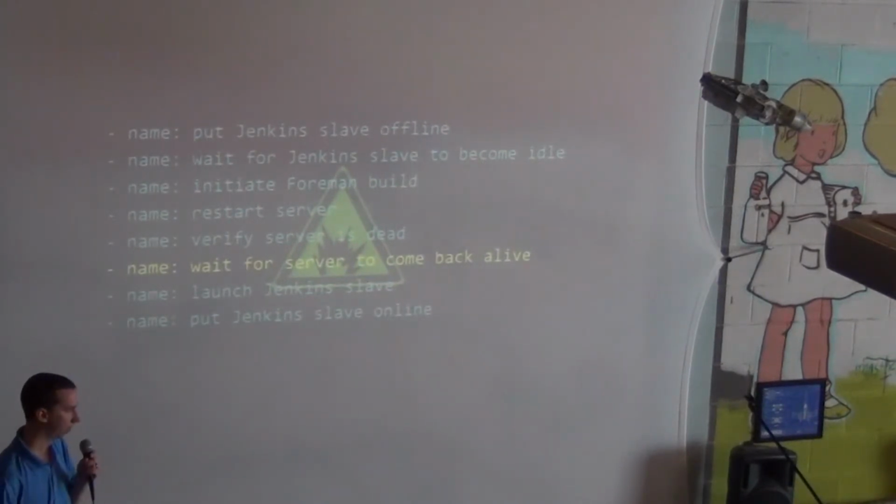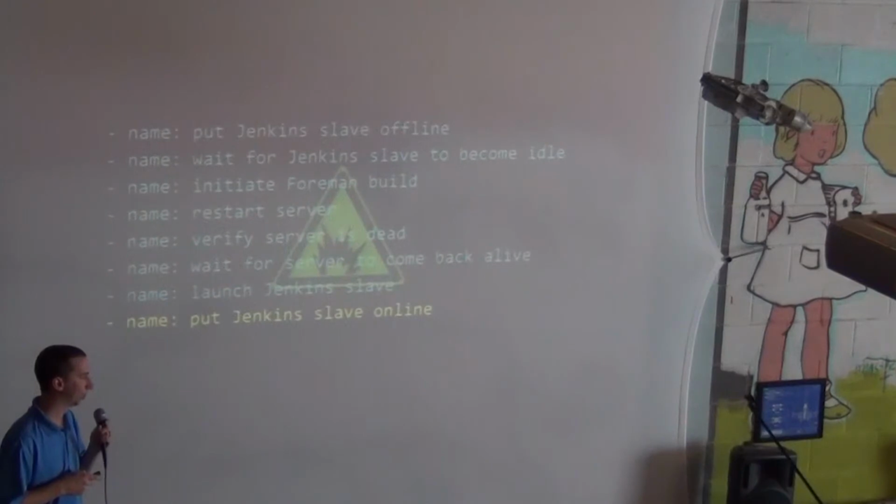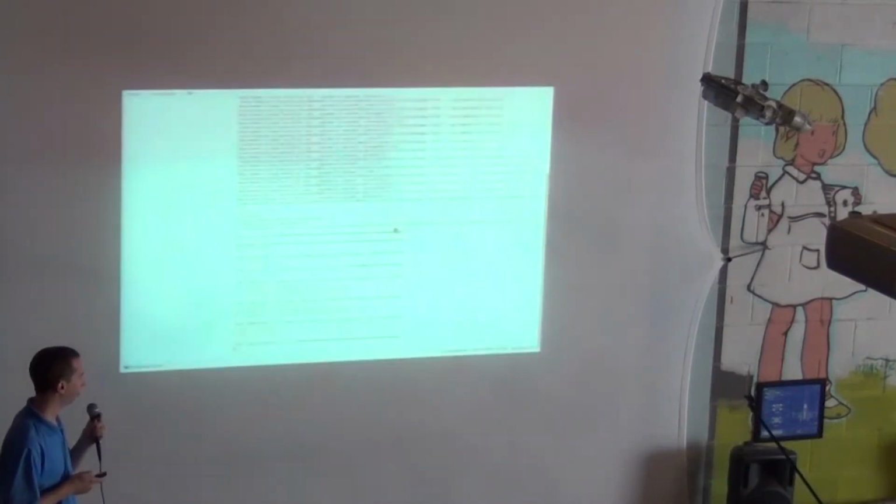So it's like a preseed file. And then we're going to launch that Jenkins slave and put it back online and hopefully have jobs succeed, or find jobs that were installing weird packages that we didn't know about.